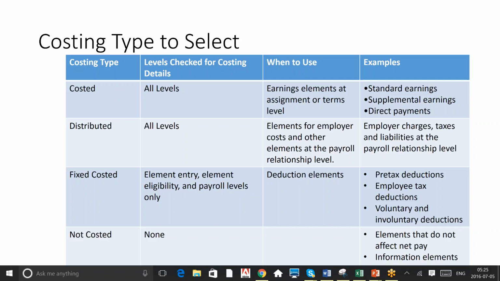Now, they could be of costing type as distributed. Distributed is also costed at all the levels. Most of the time we do distributed for taxes. Since we don't have taxes in the UAE, we don't use distributed costing type.